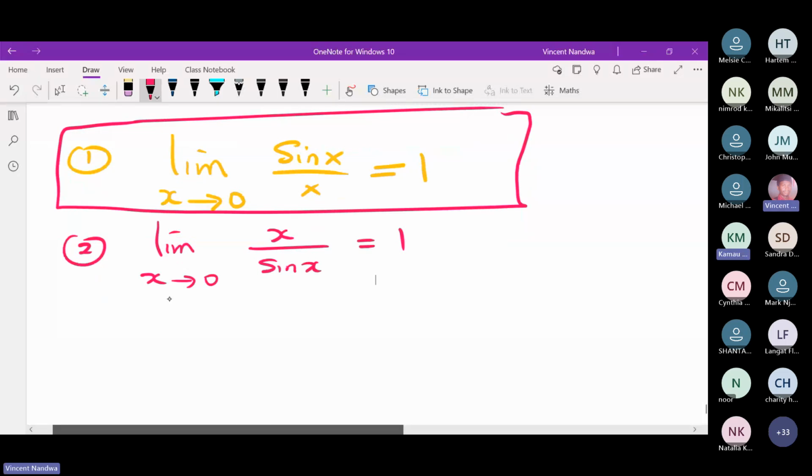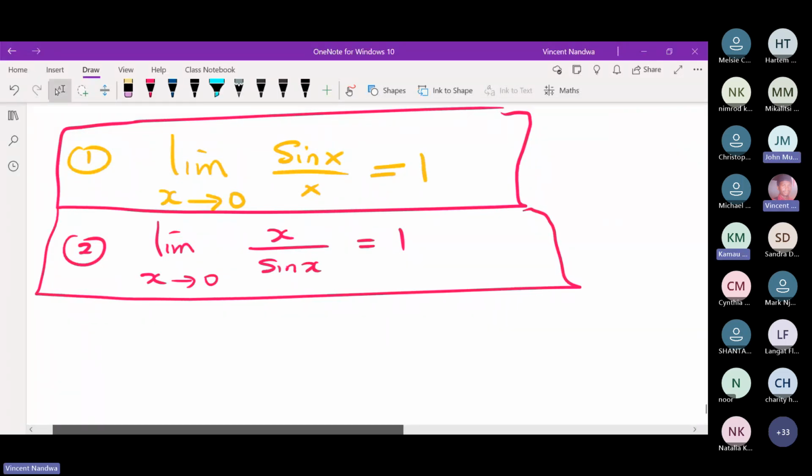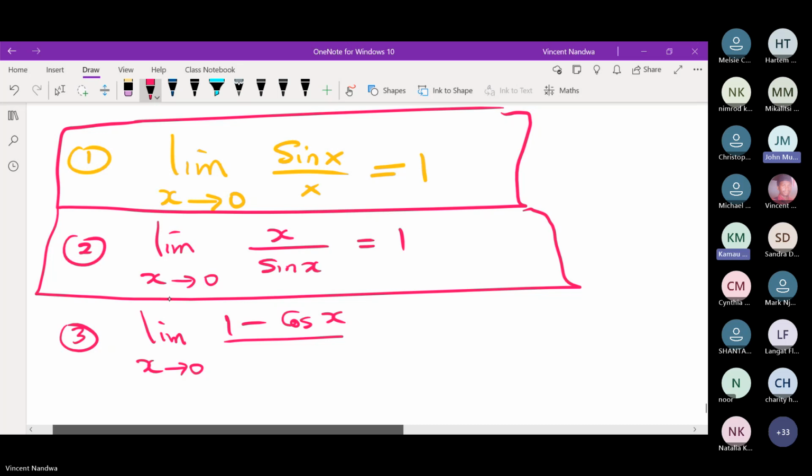The third tool to be added to your toolbox is the limit as x approaches 0 of 1 minus cosine of x divided by x, which is given by 0. That's another standard limit you need to know. The limit as x approaches 0 of 1 minus cos x over x is 0.